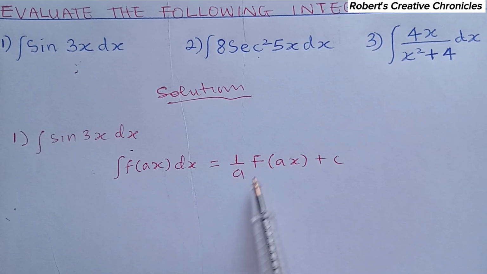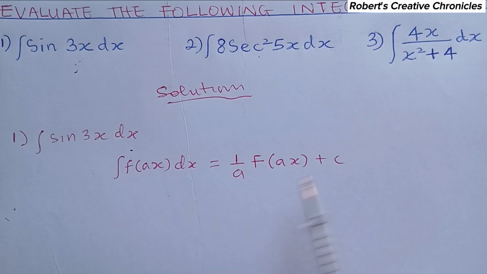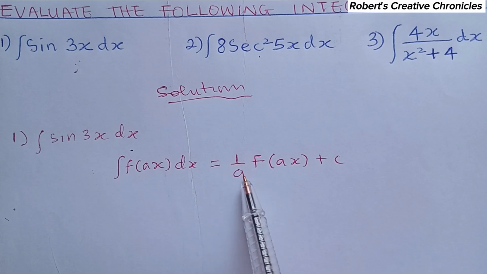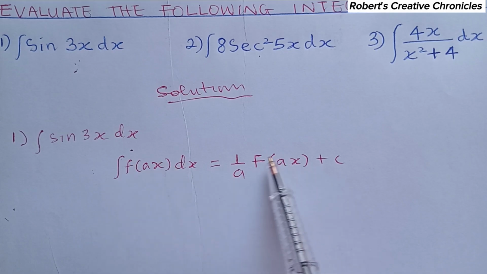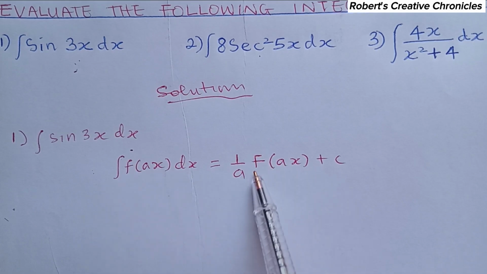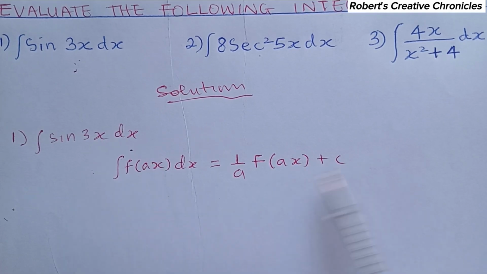So it will be 1 over a times negative cos, then you write the value 3x or ax. So you differentiate the one in bracket, you put 1 over the value you get, then you integrate the outside function, which represents f, capital letter F, and then you put the function back in bracket plus c.